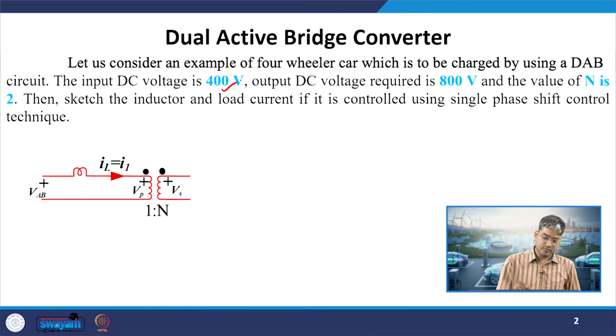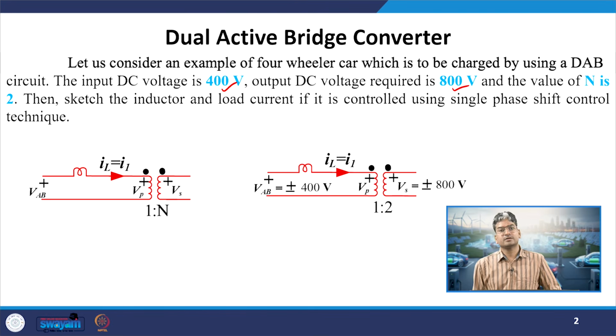Then we started our discussion with the actual loading condition, where we assumed an example in which the input side voltage, that is V1, is 400 volts, and we considered V2 to be 800 volts. Okay, and we started our discussion on this DAB operation.